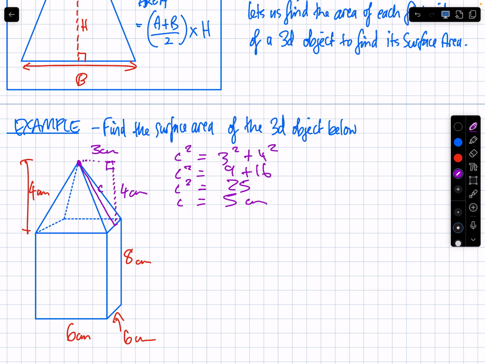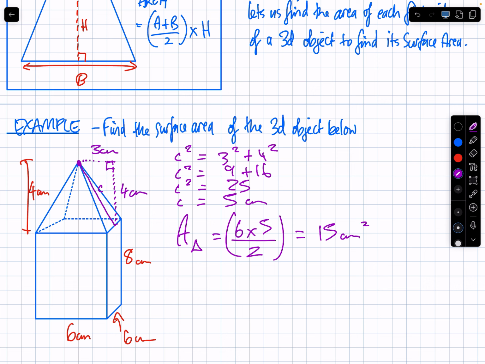So now could I find the area of one of those triangles? Yes or no? Area A of triangle equals base. What's the base of one of those triangles? 6, not 8. 6. 6 is across it. So base 6 times height, which is 5, divided by 2. So what's that going to be? 6 times 5? 30 divided by 2. 15 square centimeters.